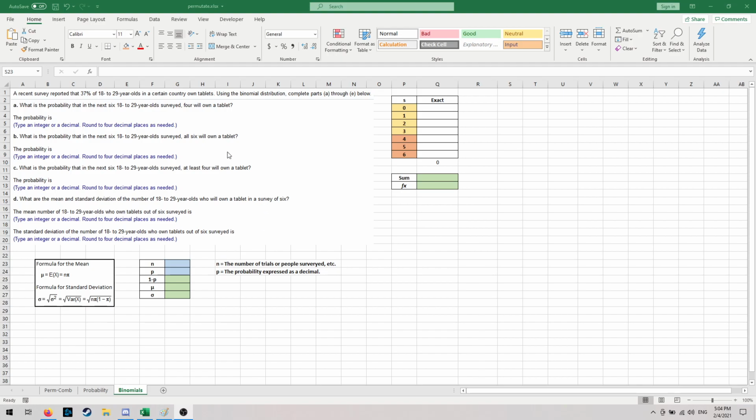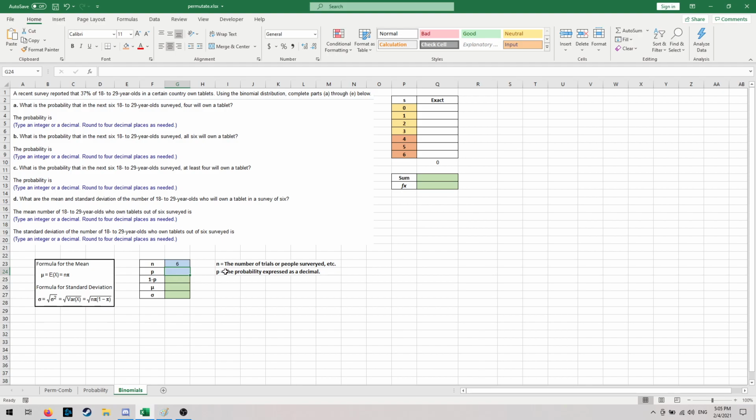So if we look at our question, we can see that there are 6 people in each sample group. So even though presumably all of the 18 to 29-year-olds in this country were surveyed, each of our samples is of size 6. And the other thing that confused me was the word "next" in here. I read that as taking into account the sample that had happened before. But in the context of this question, "next" doesn't actually mean anything. Each sample is a sample size of 6, and that doesn't affect the sample before it. So our n is going to be 6. So we're going to enter 6 right here.